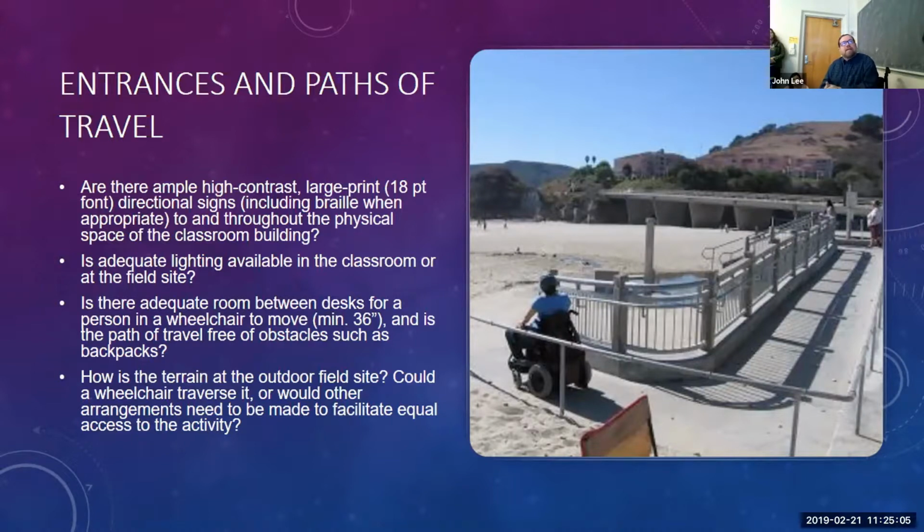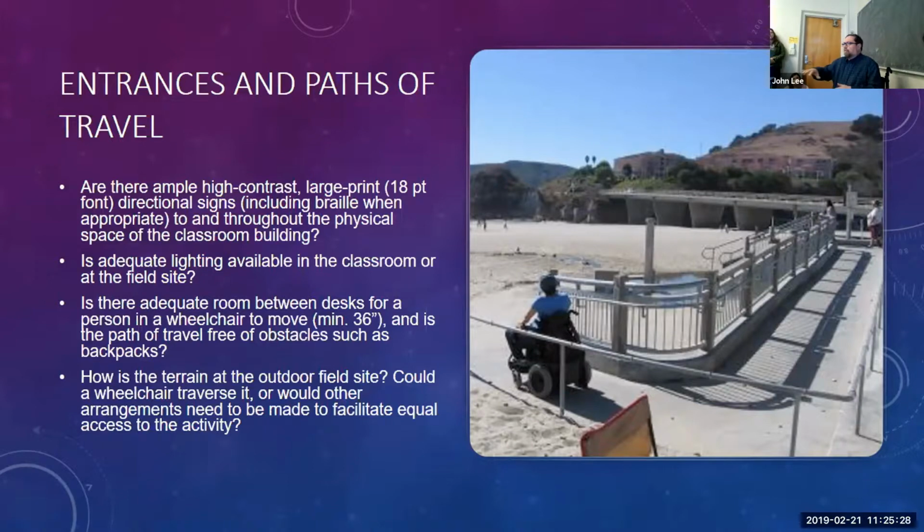Is adequate lighting available in the classroom or at the field site? Particularly important for vision needs. Is there adequate room between desks for a person in a wheelchair to move? And we talk about the minimum for path of travel being 36 inches, so roughly about 3 feet. And that's including anything that might be in that aisle, like backpacks and so forth.